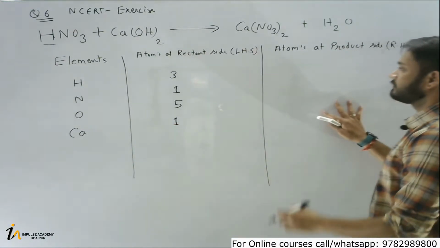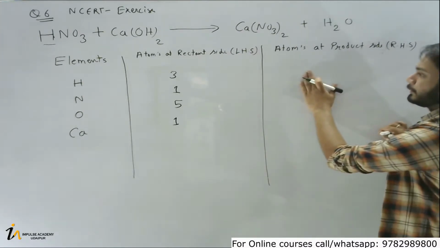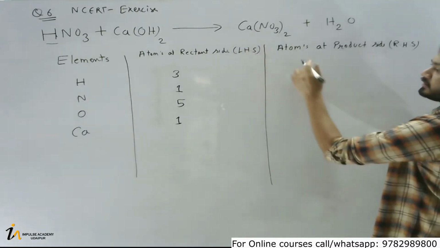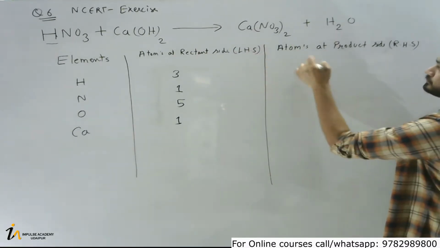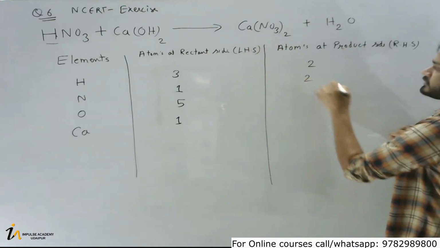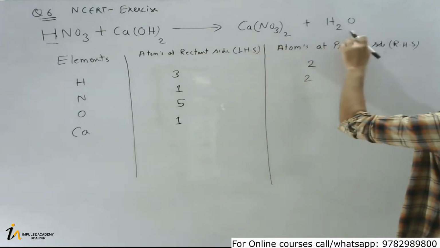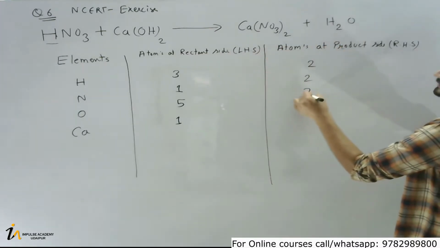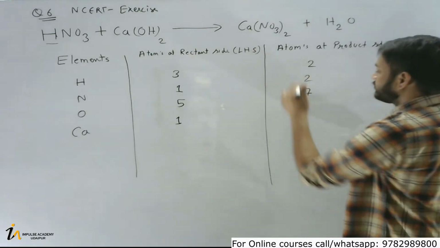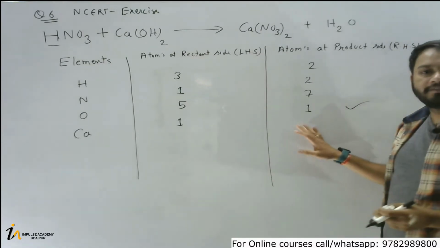Now we need to write the same elements, the number of atoms, on the product side. So hydrogen it is 2, nitrogen it is N into 2, so nitrogen here it is 2. Oxygen here it is 3 into 2, 6 plus 1, so here it is 7. And calcium here it is 1. So we can see that calcium is already balanced.